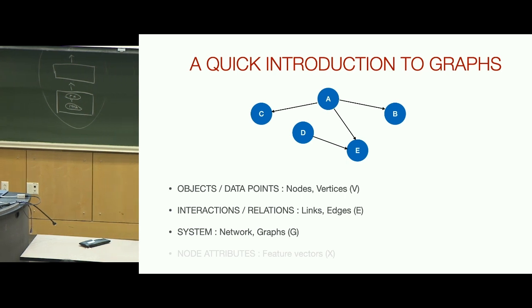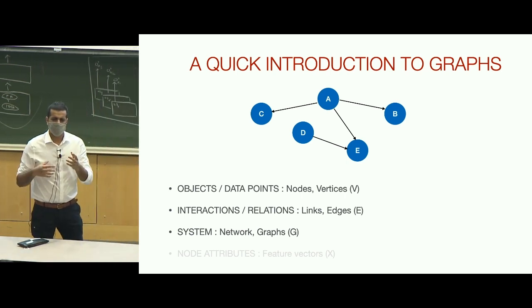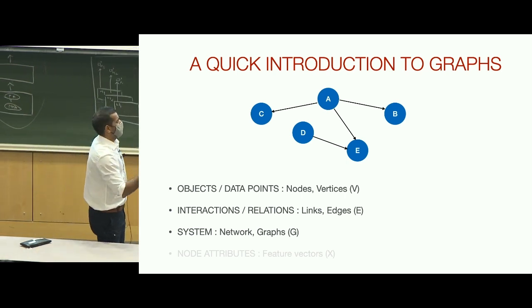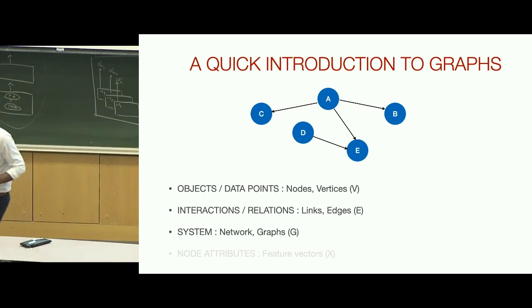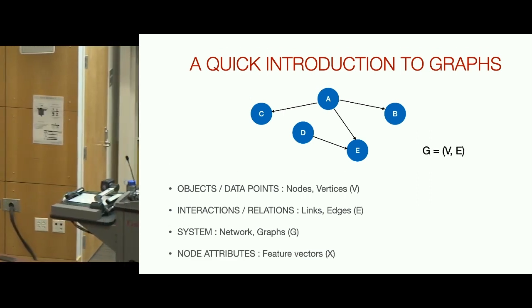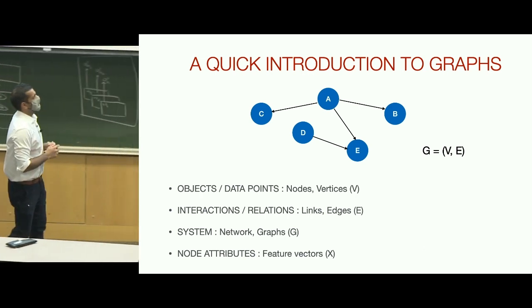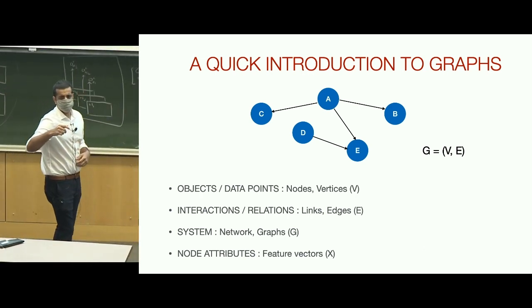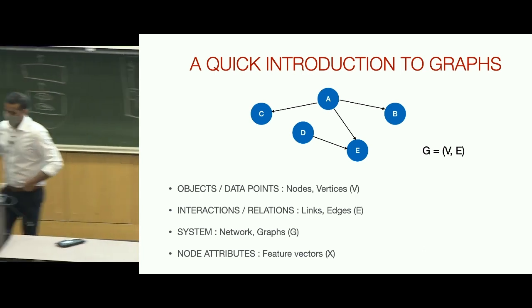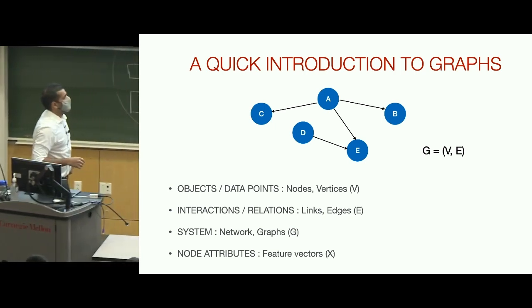But actually, there is a slight difference between networks and graphs. Networks are like real-world systems, whereas graphs are like their mathematical representation. And node attributes are feature vectors of each node. So this would be something similar to an embedding for a word, or yeah, I guess that's a fair example.